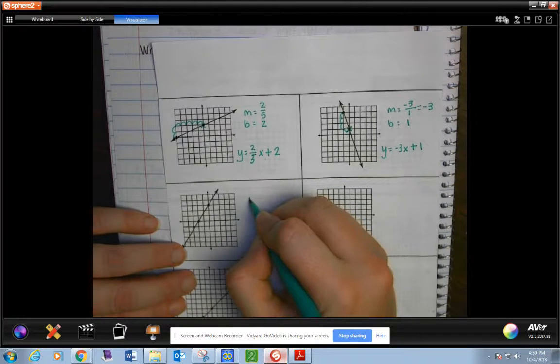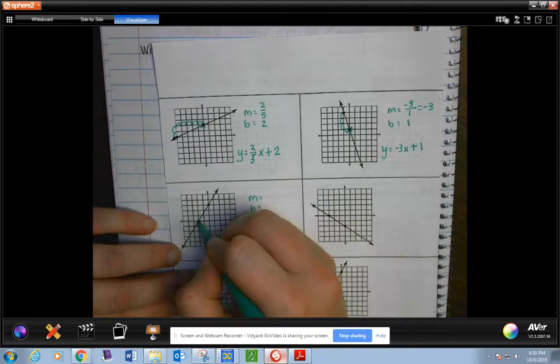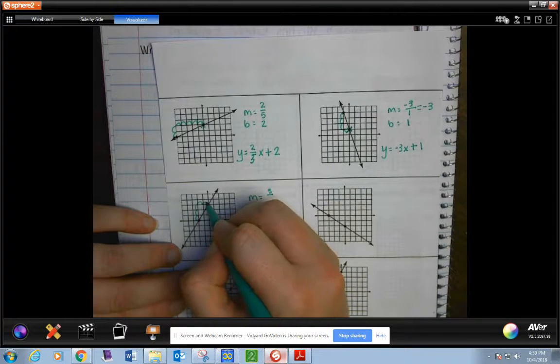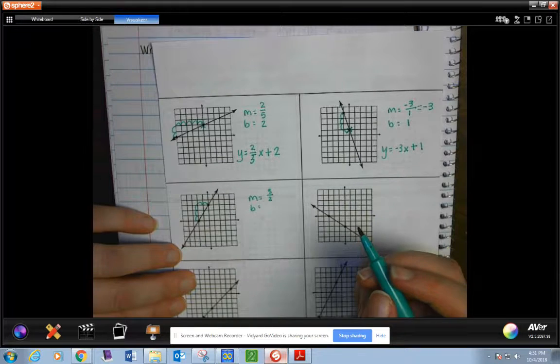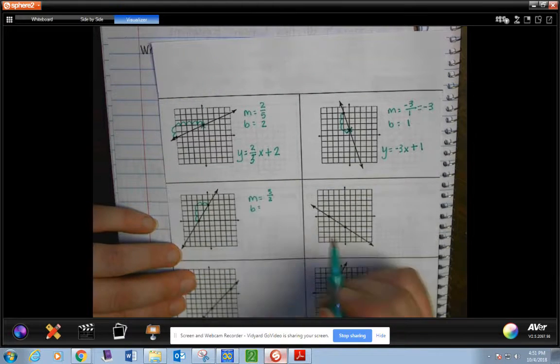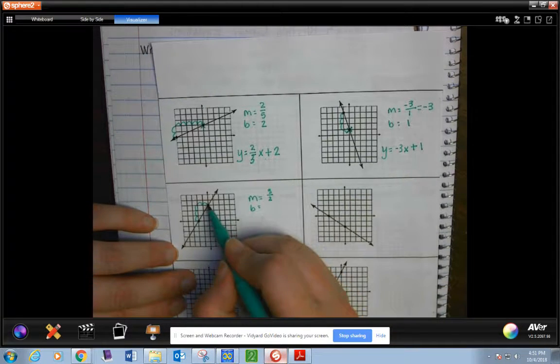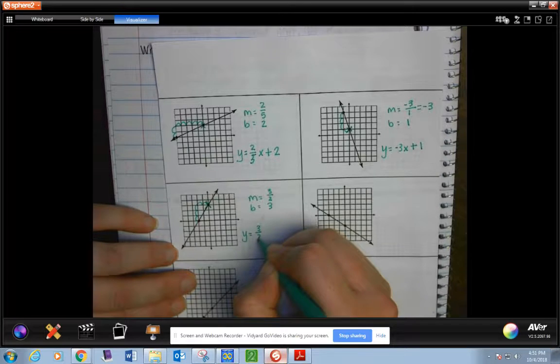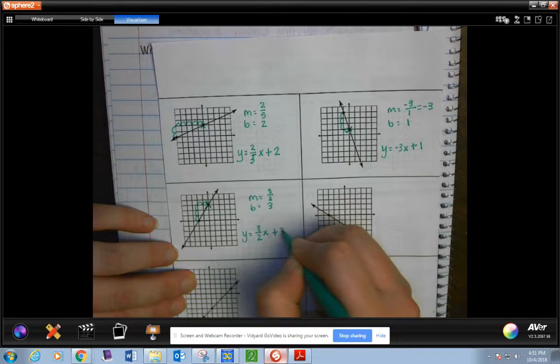Okay, for the next one, m and b, my m I'm going to rise 3, and I'm going to run 2. That can't simplify, so I'm going to leave it alone. My y-intercept is crossing right here at +3. So I have y equals 3/2x plus 3.